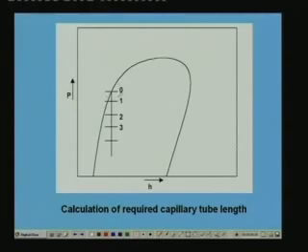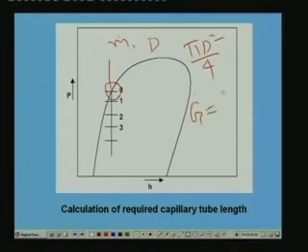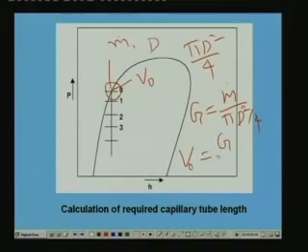Let us say that our inlet condition is saturated. So I know this point. At this point, as I said, I know the mass flow rate of the refrigerant, and I am assuming some diameter of the capillary. So I know the cross section area, that is pi d square by 4, the cross section area of the capillary tube. So I can find out the mass velocity G, which is nothing but m dot divided by pi d square by 4. I can also find out the velocity at the inlet, that means at this point V naught. V naught is nothing but mass velocity divided by density at inlet, rho naught.